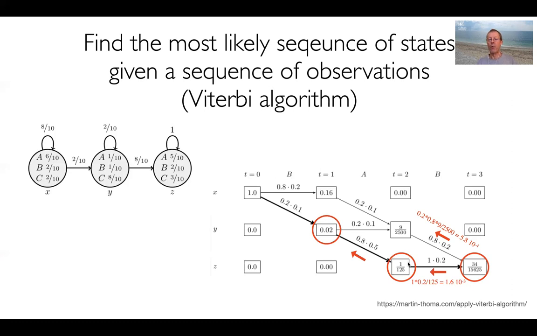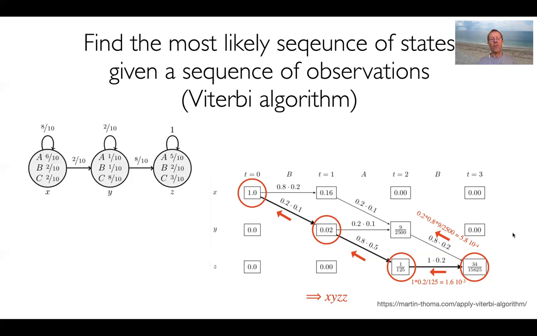So in order to reach here, we had to come through this state. And in order to reach this state, we had to come through this route. So this will be the most likely sequence of states to generate the sequence BAB from this particular multiple sequence alignment. And of course, we can calculate the probabilities for that. So yeah, that means that the answer to the question, the most likely sequence of states, is XYZZ, if you want to generate the BAB sequence.